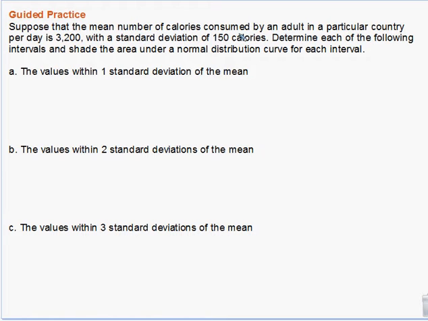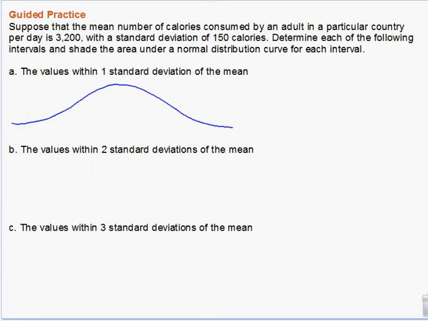So we'll say that the mean number of calories consumed by an adult in a particular country is 3,200. That's the average calories consumed per day, with a standard deviation of 150 calories. Now we're going to determine the intervals for standard deviation. Here's what happens: we will draw a curve. It does not have to be a perfect curve, but we'll pretend the curve I just drew is perfect.